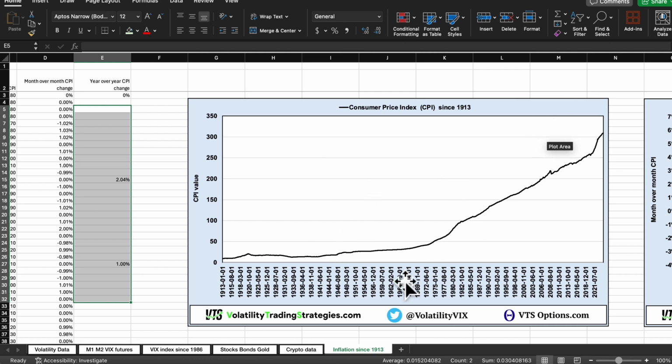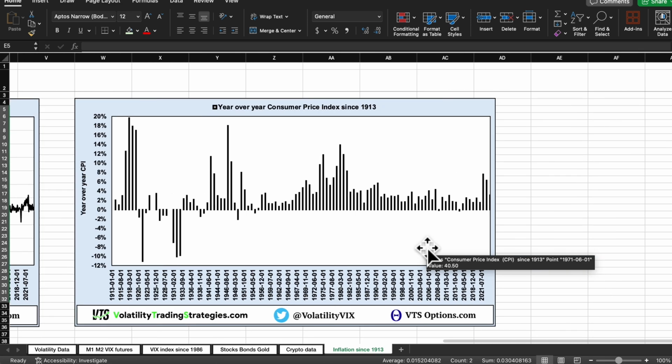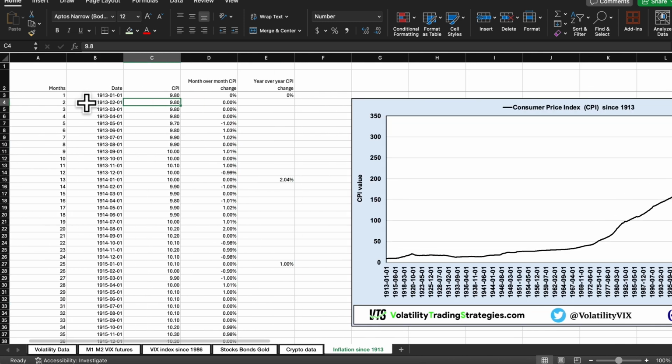So this is the CPI. Of course, you can see a pretty clear break there after the gold standard was abandoned. And then we've got the month over month here, year over year here. Now, I've got a video coming out soon talking about why this inflation number is wildly understated, but at least you have the official government numbers.